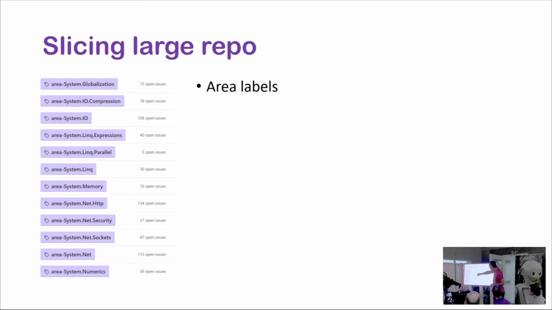There are some numbers. There are some large areas like IO, 100. I think runtime, which is not here. Actually, System.Net is pretty large. At a certain point, it had like 400 issues, which is like 25% of the repo. So that's the area with the largest feedback.